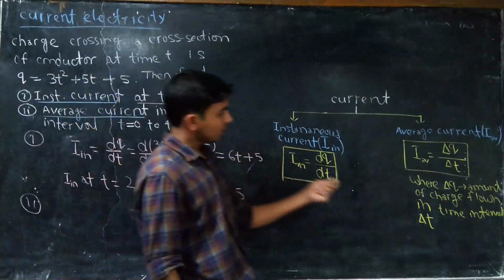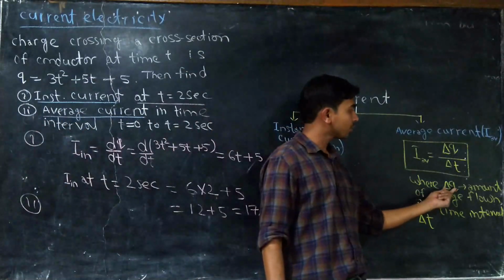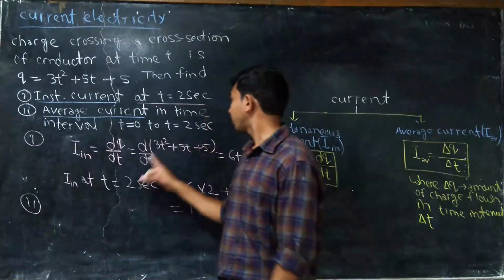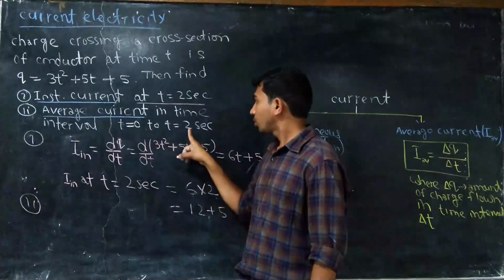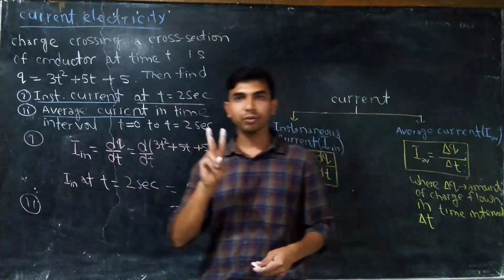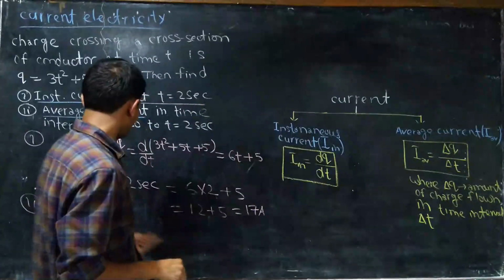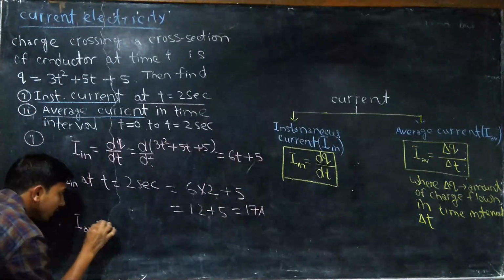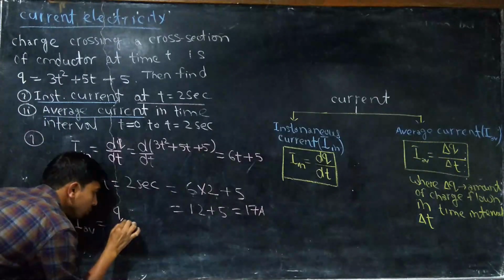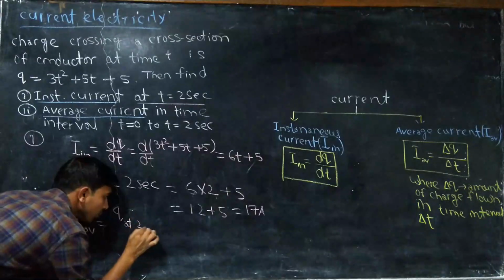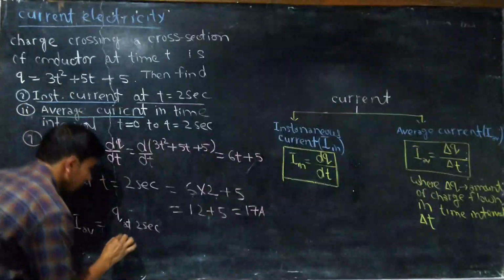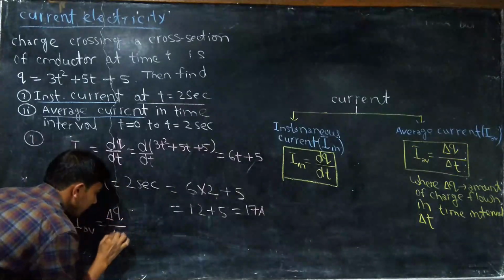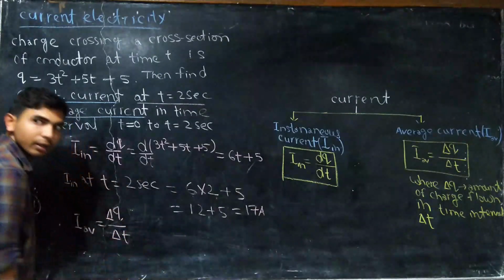For average current, two things are required: the amount of charge flown as well as the time interval. The time interval is given here, 0 to 2, which means the time interval is 2 seconds. So further we can write I average equals Q at 2 seconds. First I have to write the formula: delta q by delta t. This is the formula.